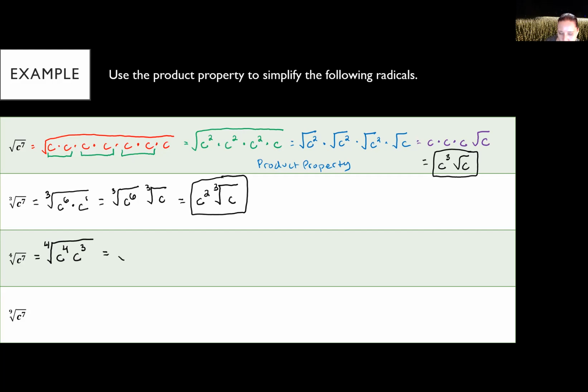So now I'm going to use the product property and split this up. I've got the 4th root of c to the 4, and then the 4th root of c cubed. The 4th root of c to the 4, those cancel out. 4 divided by 4 is 1. So we'd have just an exponent of 1 when we remove it from the radical, which is just a regular c. And then I've got this 4th root of c cubed, and that 3 is smaller than the 4, so that does not simplify further.